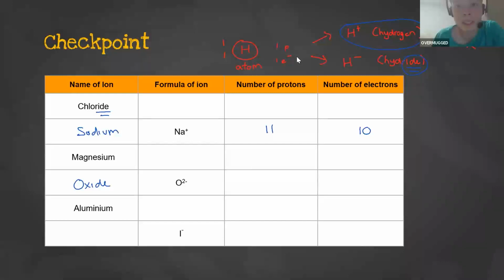Okay, and hydrogen has one proton, right? It means it has 0 neutrons because the mass is 1. Mass is 1 means what? P plus N equals 1, right? It has one proton, therefore neutrons is 0.